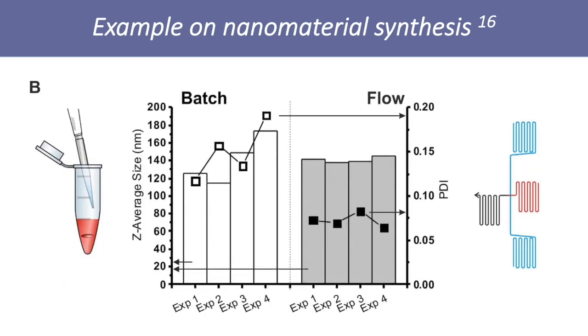These are the results of the experiment. We can clearly see that the batch synthesis resulted in inaccurate results because the sizes and the size distribution between every different experiment was different. However, when we compare it to the microfluidic synthesis, the size and the size distribution were predictable and accurate, which indicates the suitability of using microfluidic systems for nanomaterial synthesis.